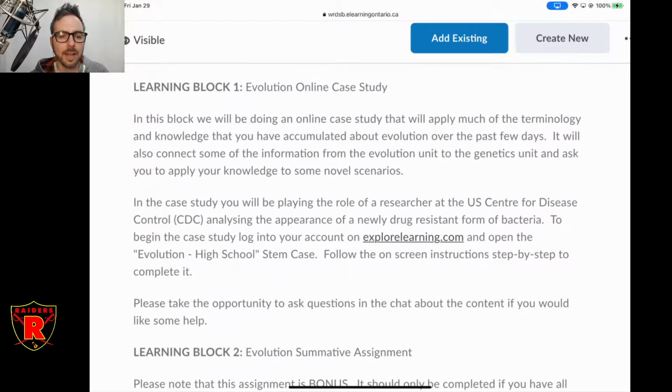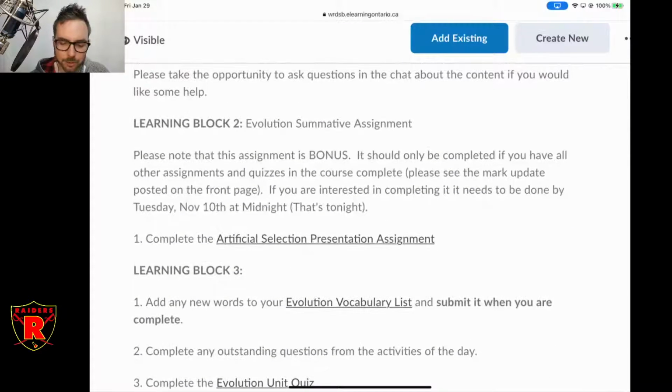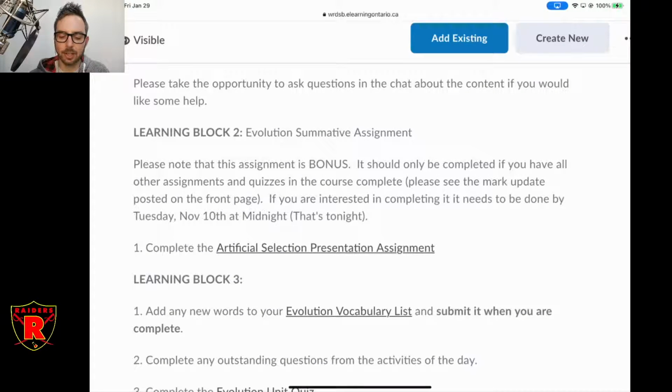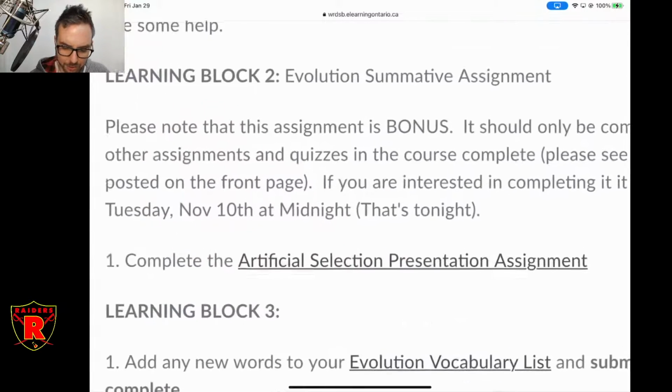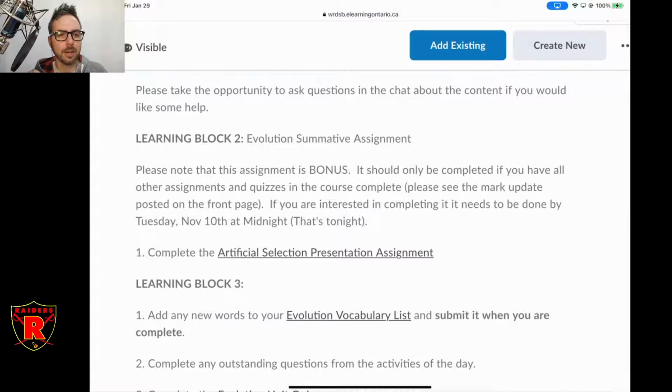So that's for learning block 1. Learning block 2 is set aside for, oh, I forgot to change the date on there. That shouldn't say November 10th. That was from last quad. The due date for this is today at midnight. So you've got to get it in today if you're interested in doing the evolution summative presentation. It's got to be done by today at midnight.